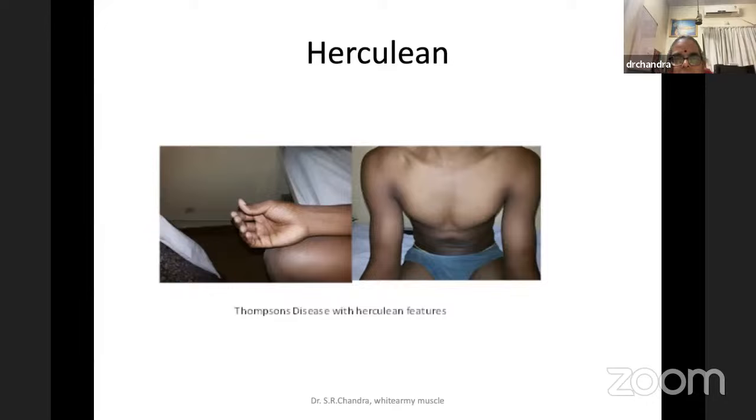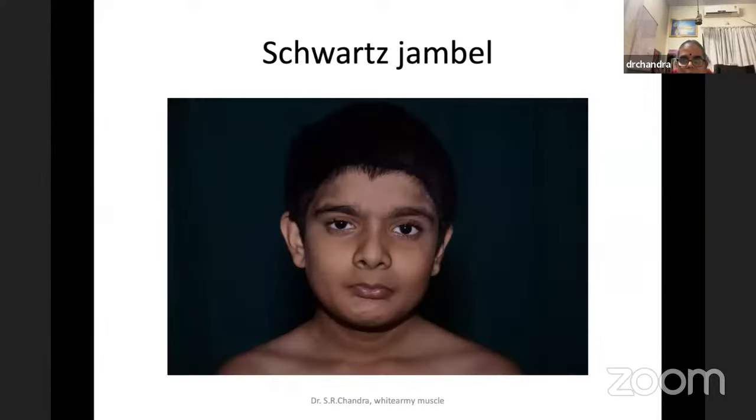And this is myotonia congenita. So he is not having any wasting, unlike the other family where they have got cadaveric faces, open mouth, neck muscle wasted, that is myotonic dystrophy. This is myotonia congenita. So Herculean build and there is no wasting. And this is myotonia congenita, otherwise called Thomsen's disease.